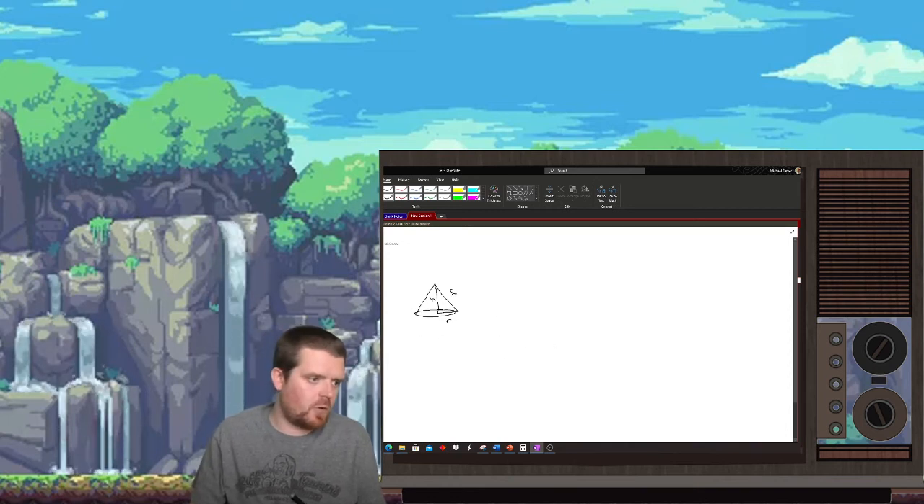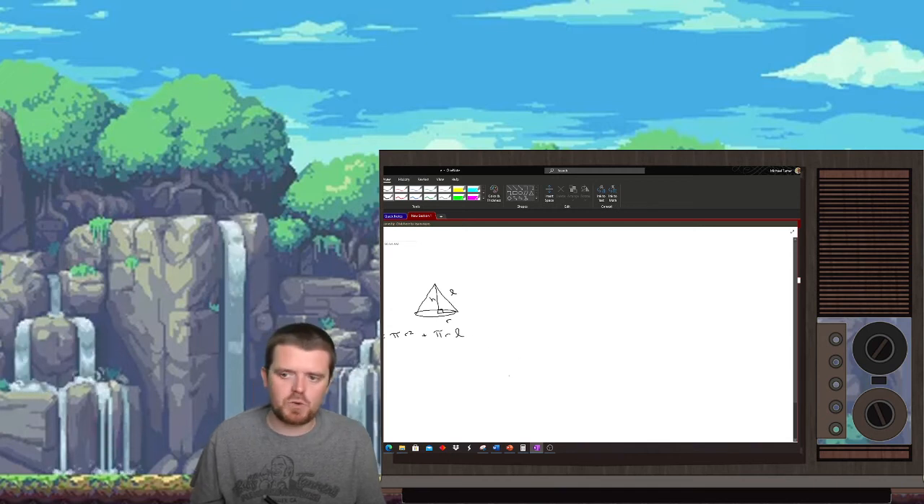Surface area for a cone is given by the area of the base, which is the circle, pi r squared, plus the area of the outside, the curved surface of the cone, which is given as pi times the radius times that slant height. Different books will use it in different ways. Now, you could make this harder by not giving the slant height, in which case you have to use Pythagorean theorem to calculate that because this is a right triangle.